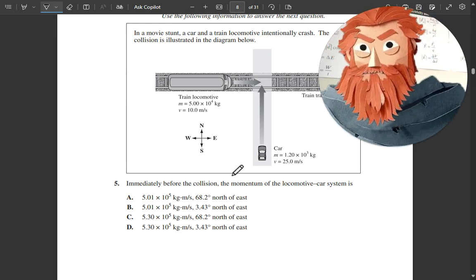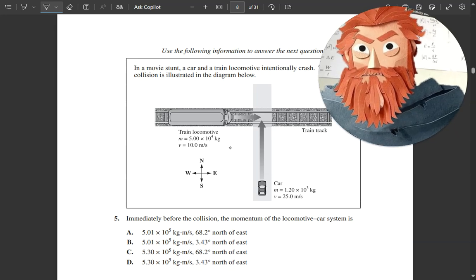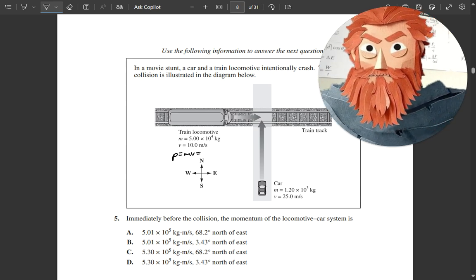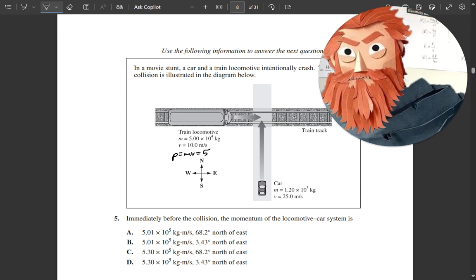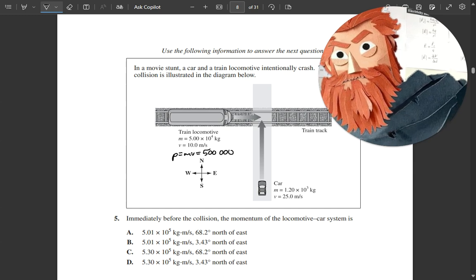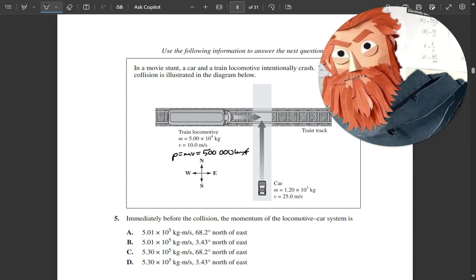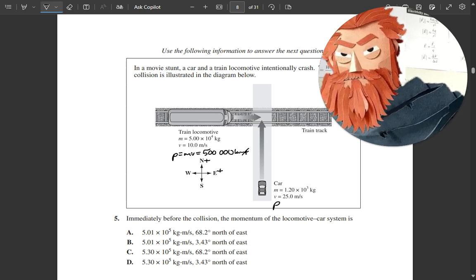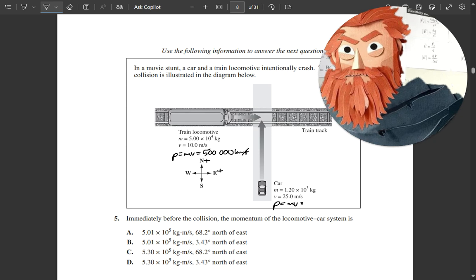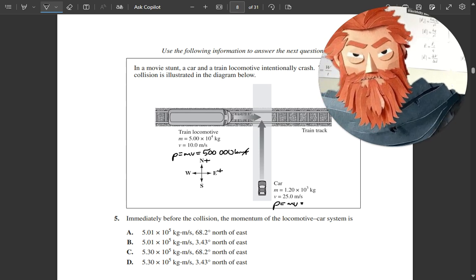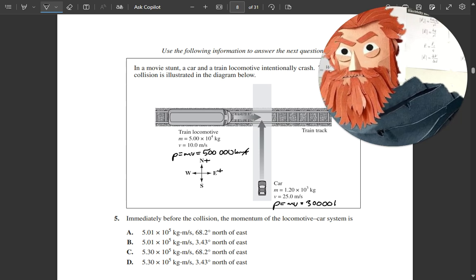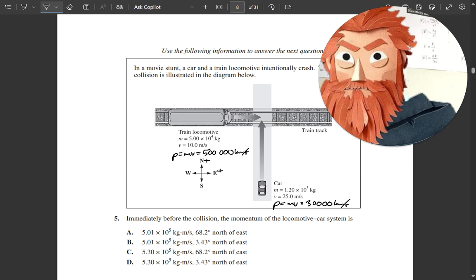So the total momentum. I'm going to add these two momentums together. The first thing I want to do is find these momentums. It's going to be mass times velocity. So here I got 50,000 times 10, so that's 500,000 kilogram meters per second. I'm just going to say east and north are positive here. And then down here, I'm going to do the same thing. Momentum, mass times velocity, 1,200 times 25, 30,000 kilogram meters per second. Kind of missed the G on my kilograms, didn't I?